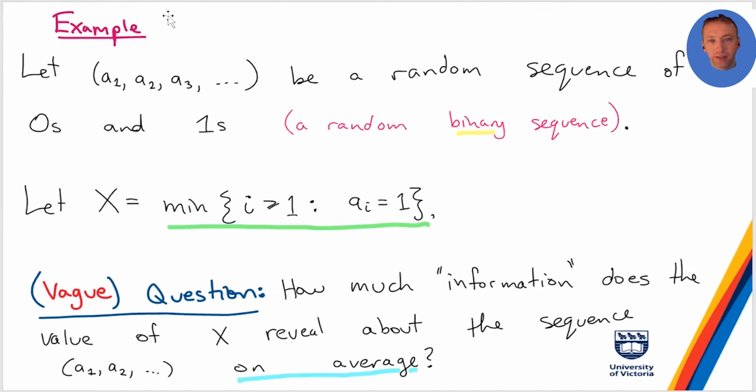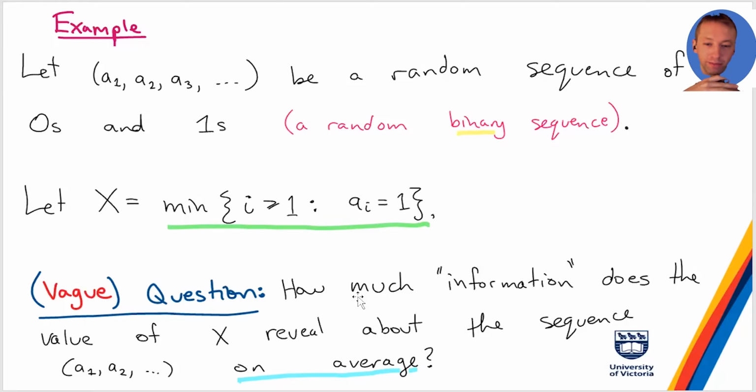So let me take an example to get us warmed up. Imagine I take an infinite random sequence of zeros and ones. For each n, I flip a coin. If it's heads, I put a 1. If it's tails, I put a 0. So in other words, it's a random binary sequence. And let's suppose that I let x be the minimum index i such that a_i is 1.